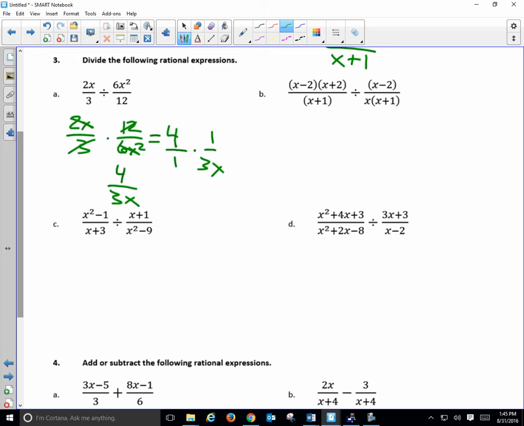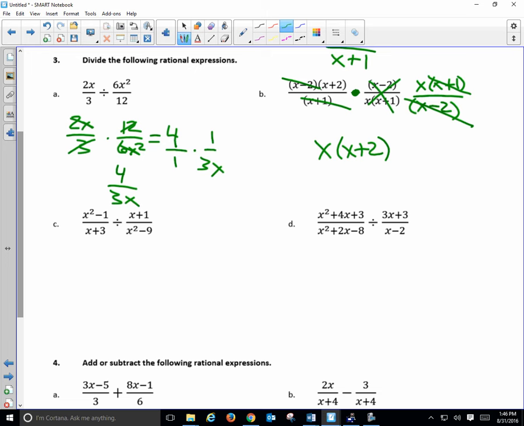Sometimes you like to save space, so instead of rewriting the entire expression, maybe you just flip the second part and then cross that out and write as multiplication. Maybe that's the way you do it. Whatever works for you, we're all about conserving paper. A is 4 over 3x. B, this is not correct. Now I have to cancel x minus 2. I have to cancel x plus 1. And I'll write the answer as x times x plus 2. If you wanted to distribute it, that would be fine, but I would leave it in factored form.